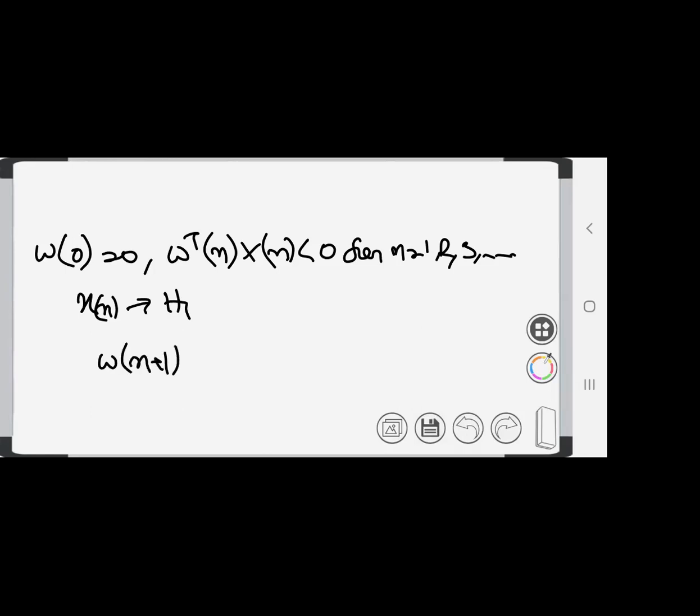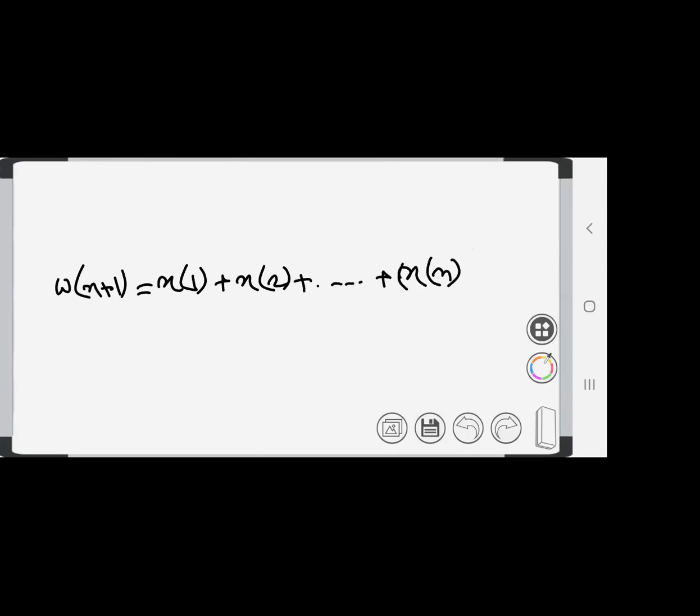W n plus 1 is equal to W n plus x n for x n belonging to class C1, and given the initial condition W 0 is equal to 0, we may iteratively solve this equation for W n plus 1, which can be written as W n plus 1 is equal to x1 plus x2 plus up to x n.